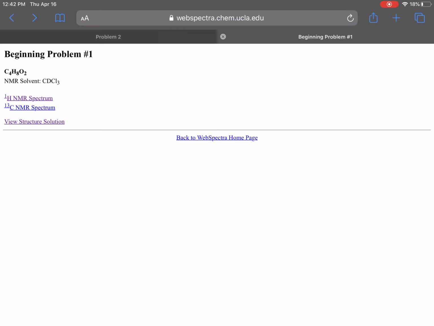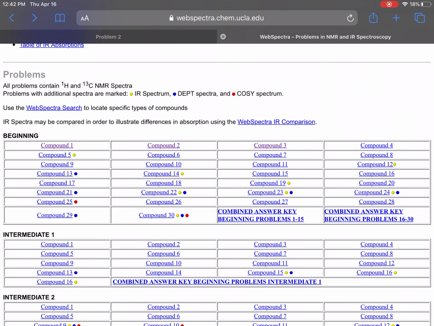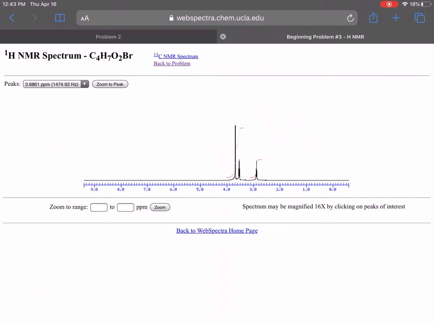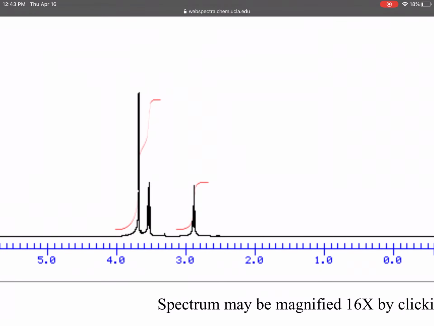Let me go back. I don't know how many times I'm going to have to hit the back button here. There we go. Let's take a look at another one. All right, this is C4H7O2Br. And sometimes they can be a little bit tricky to look at.